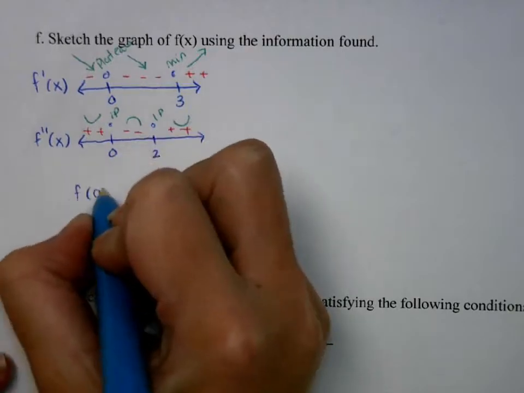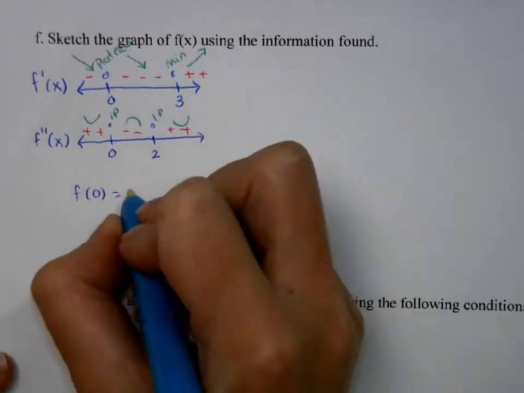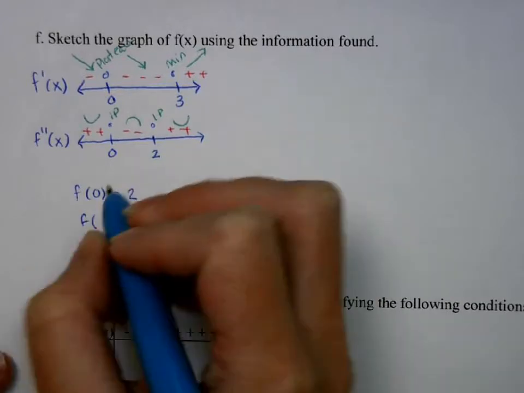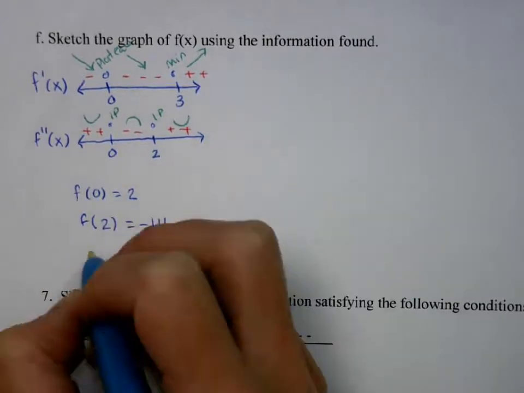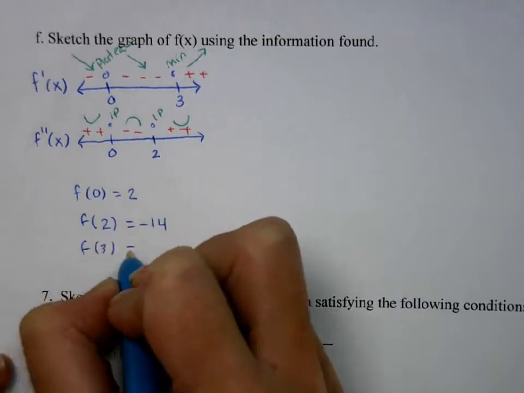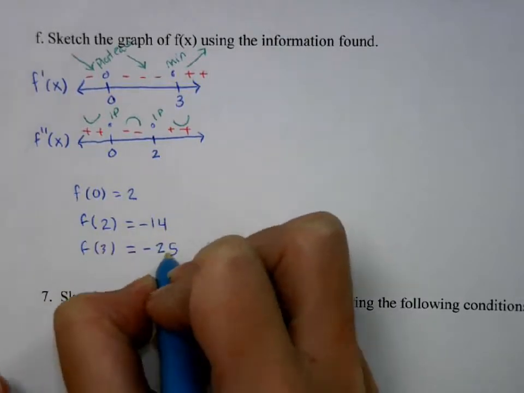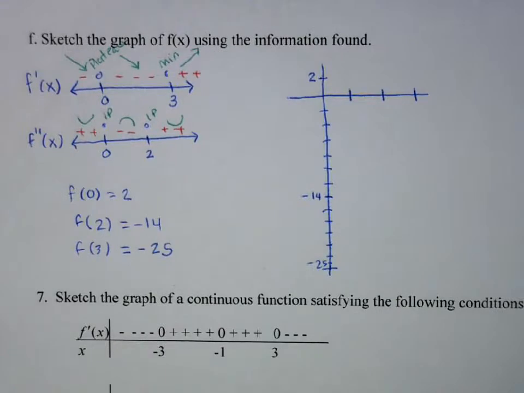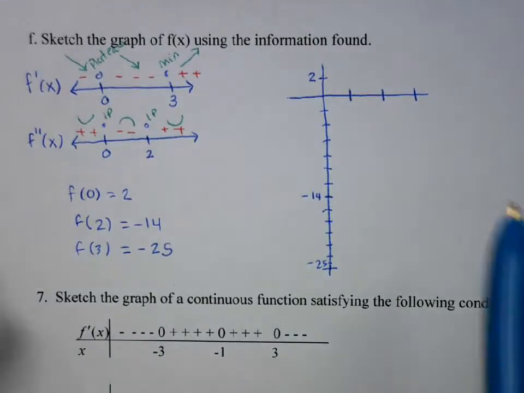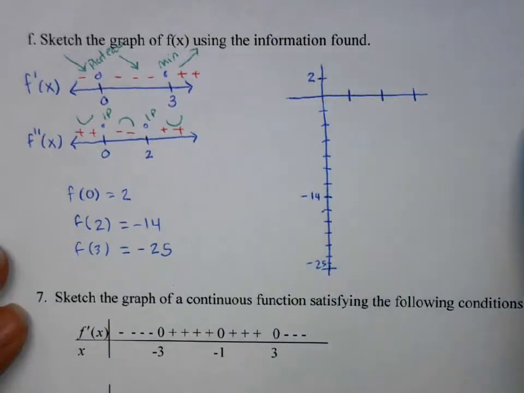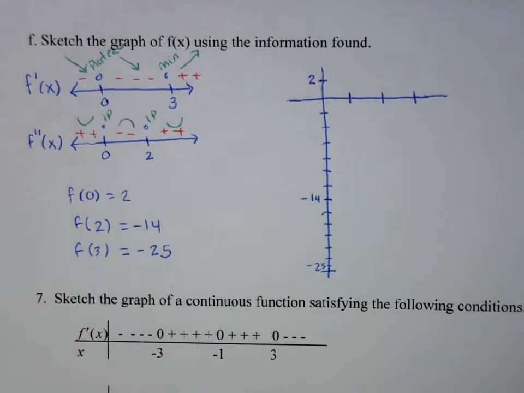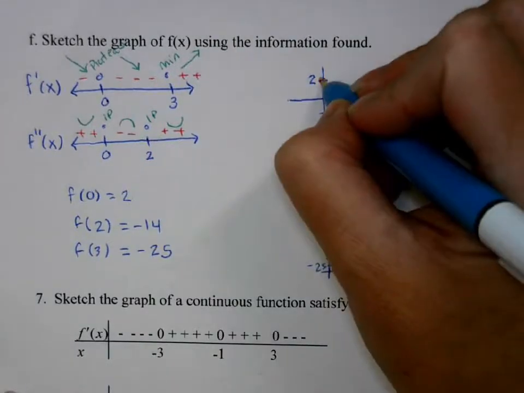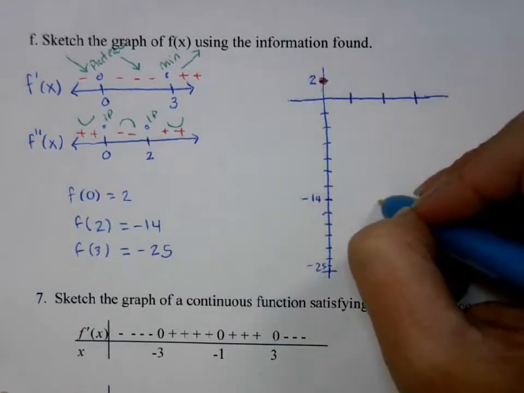So f of 0 is 2. F of 2 is negative 14, and f of 3 is negative 25. Okay, so I drew my axes like this. I've got my x-axis. We just have a few points that we care about here. On my y-axis, the 2, the negative 14, and the negative 25. So my points here, 0 is at 2, 2 is at negative 14, and 3 is at negative 25.